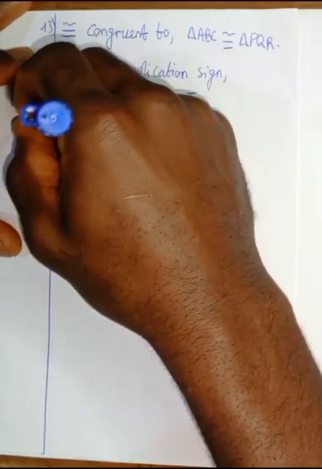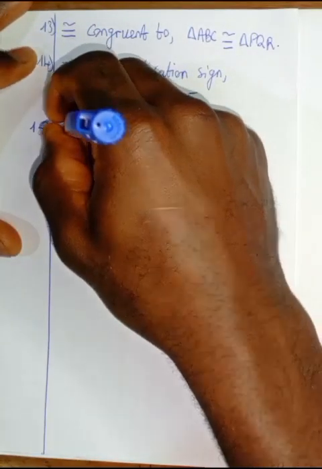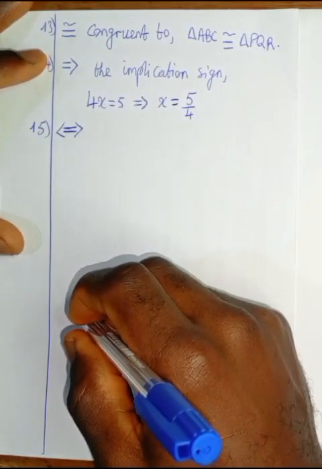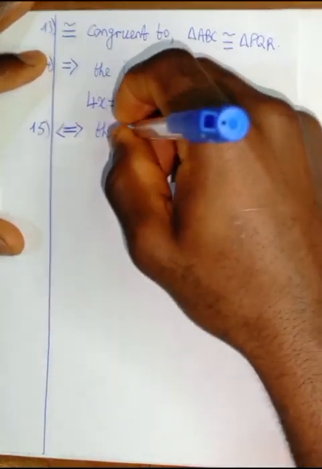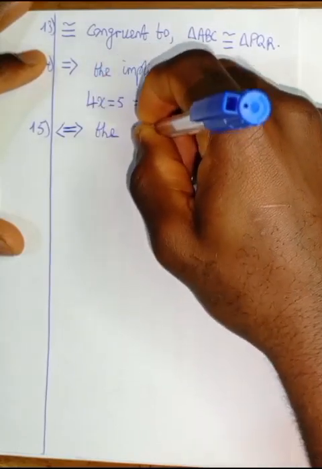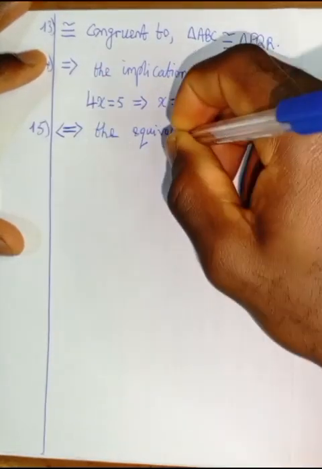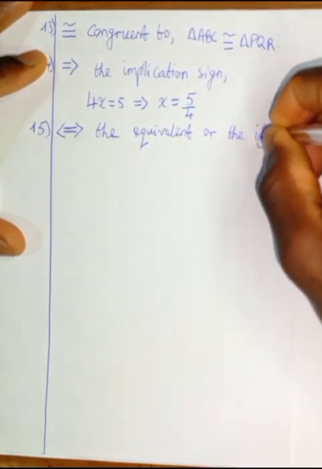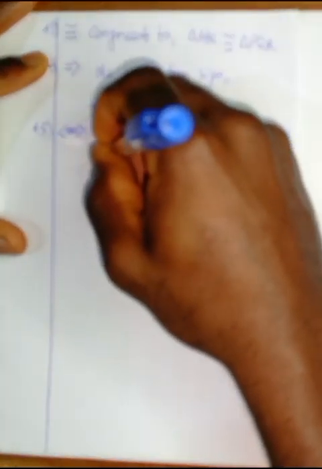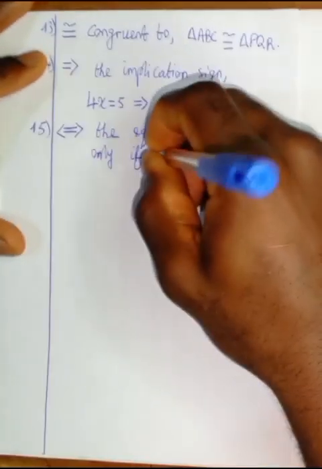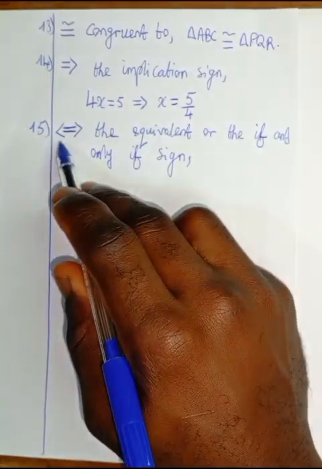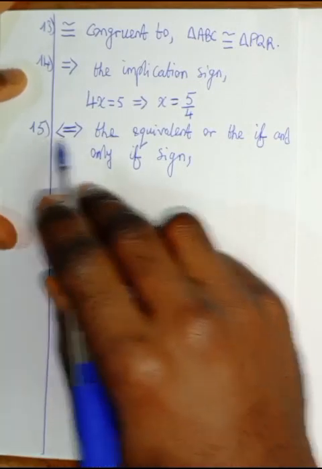We go to the next, 15. We have an arrow pointing at the left hand side and at the right hand side. We call this one the equivalent, or if and only if sign. We make use of this symbol when from the formula we have at the left hand side, we can derive the formula at the right hand side.